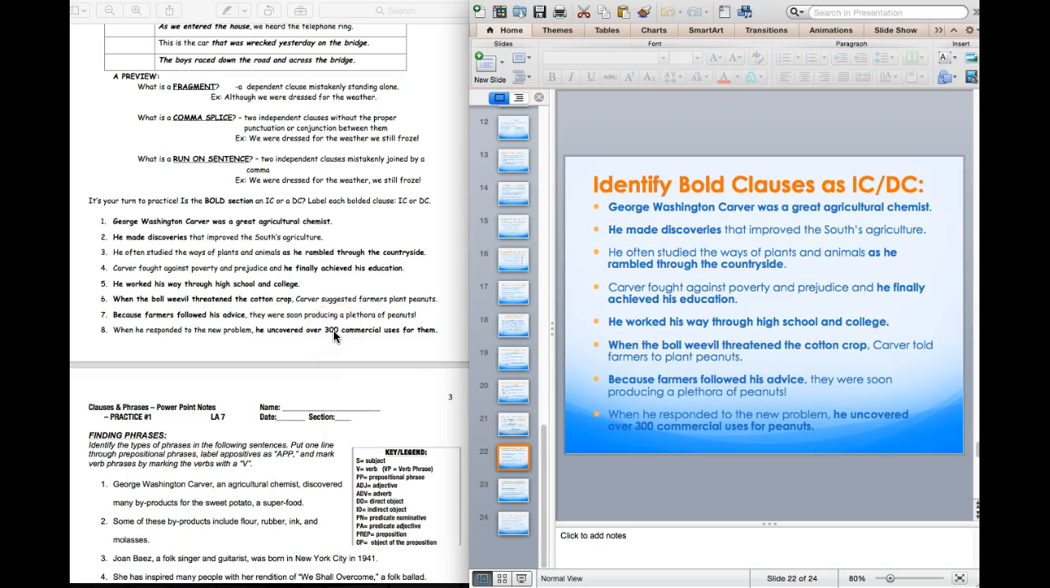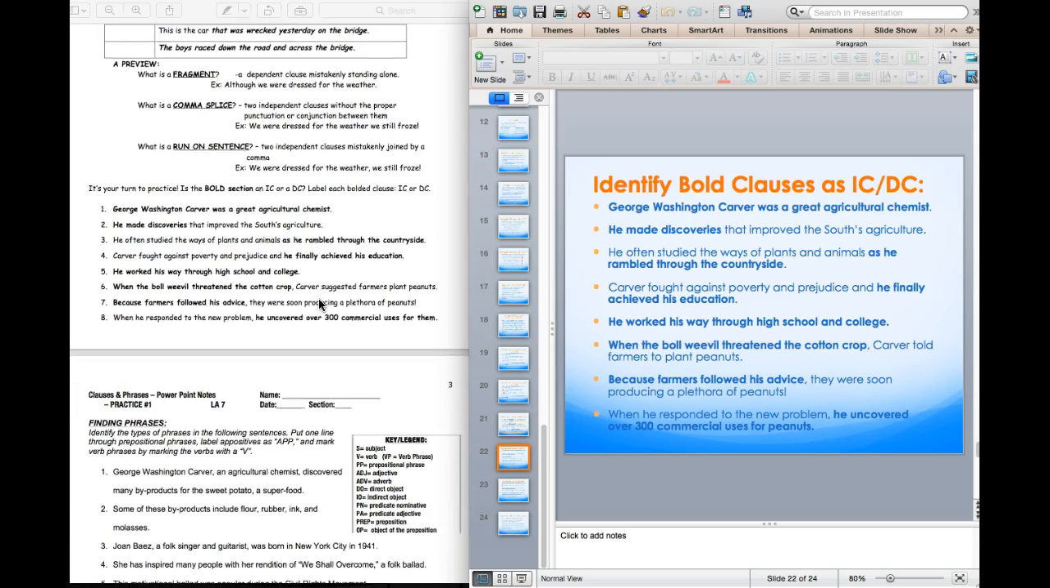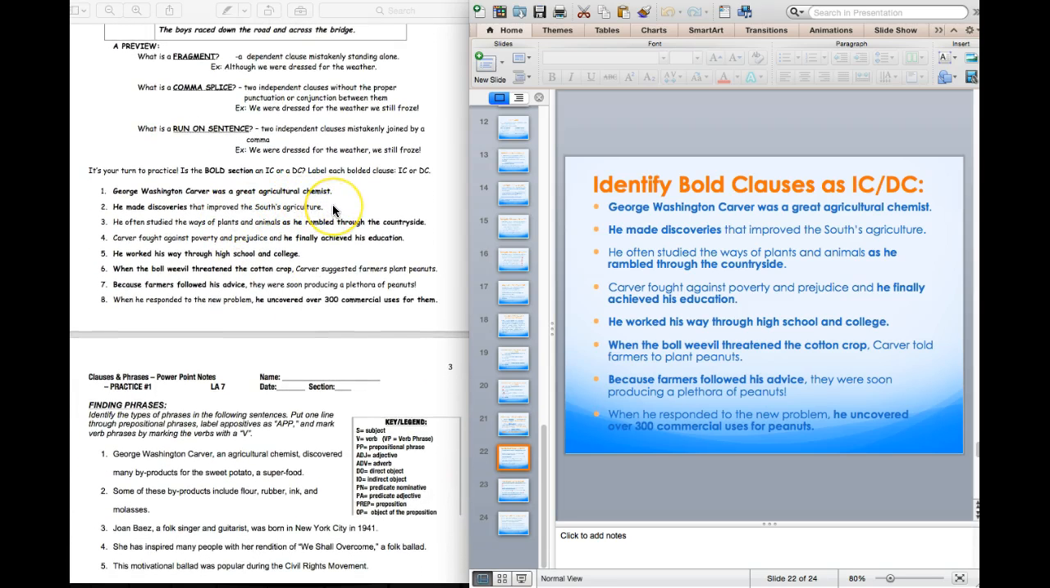Okay, so you're identifying the bold clauses as ICs and DCs. This one is the one that's at the bottom of page 2. So, George Washington Carver was a great agricultural chemist. Is that all an IC or a DC? If you chose to say it was an IC, you're absolutely correct. Hit the pause button, do the rest of these, and then come back.